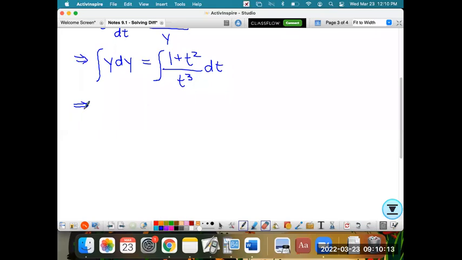So the integral for the left side would be y to the power of 2 and then multiply by the reciprocal power. Remember, we don't put plus c on this side. We'll put the plus c on the side with the independent variable.